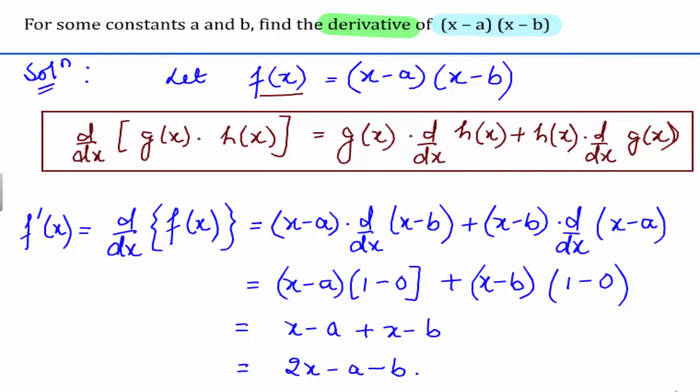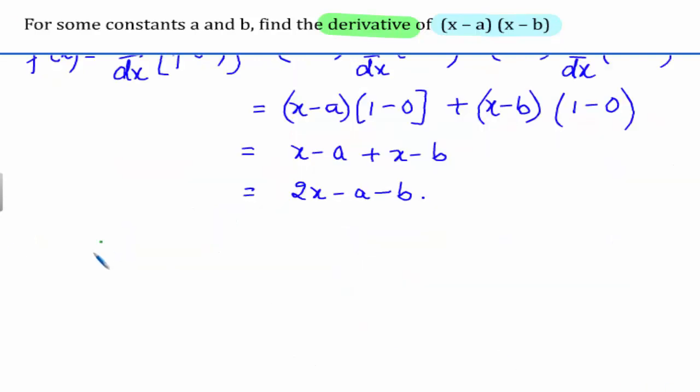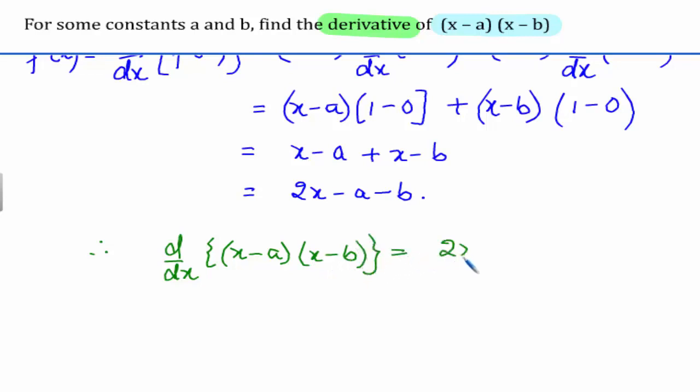Therefore, the derivative of the given function (x minus a)(x minus b) with respect to x is 2x minus a minus b. This completes the solution.